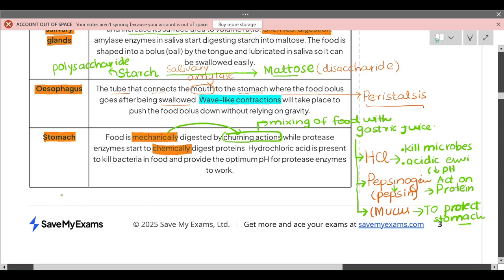And as we said, the pepsin acts on the proteins. So the proteins, which are larger and complex molecules, will be converted into amino acids as a result of the action of the enzyme we call pepsin. The pepsin works in acidic conditions, and the pH that it requires is 2, which is an acidic pH.